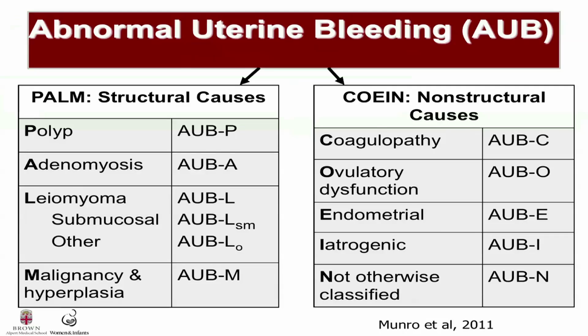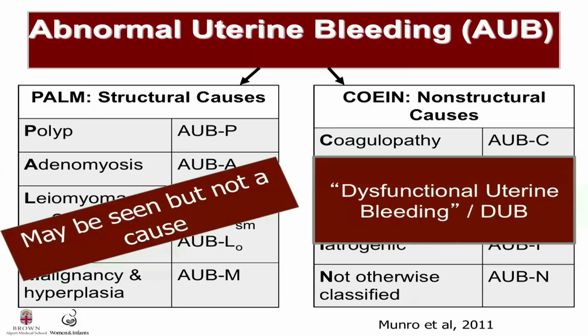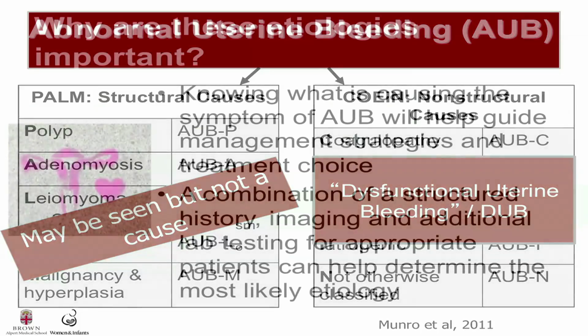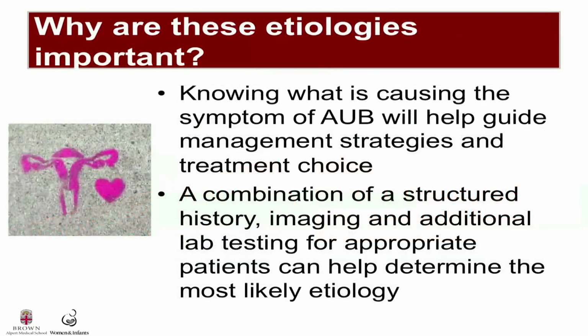And to underscore the fact that dysfunctional uterine bleeding should no longer be used as a term, and that structural causes, like polyps and leiomyoma, may be seen in the evaluation process for abnormal uterine bleeding, but may not actually be the cause. The distinction between the symptoms and the etiologies is important because knowing what is causing the symptom of AUB will help guide the management strategies and treatment choice.